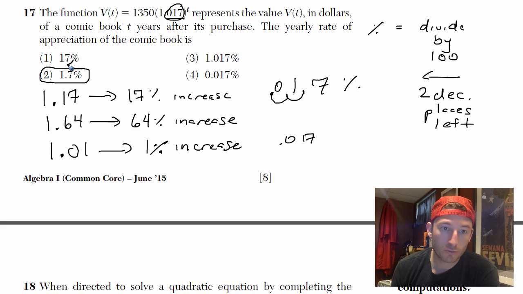17% goes 1, 2. 17% would be 0.17, which we showed already. That's it. That's all you got to know how to do.